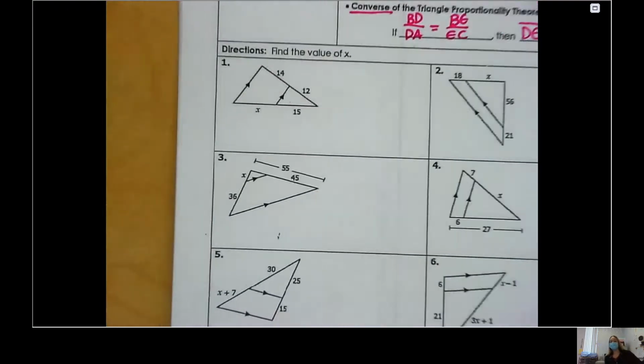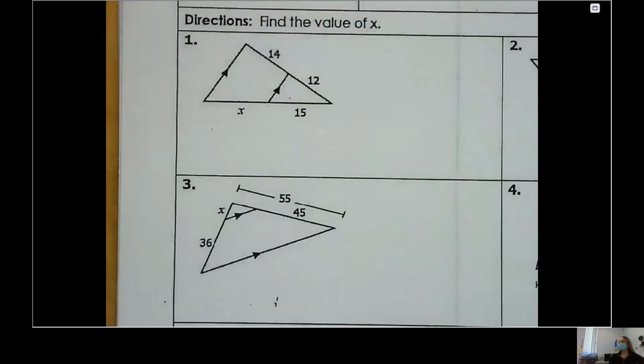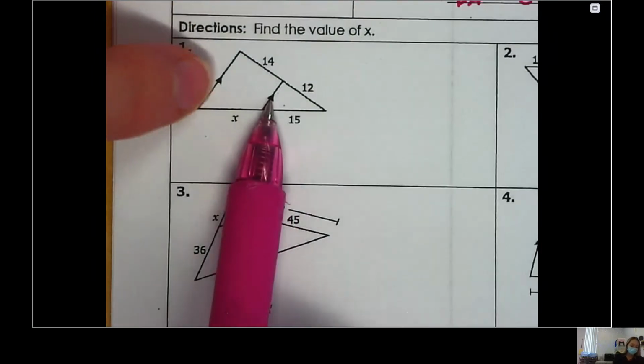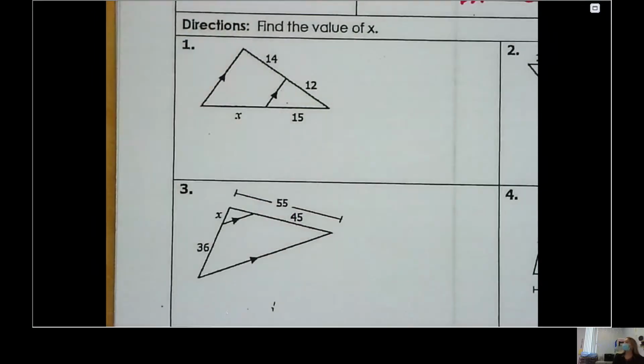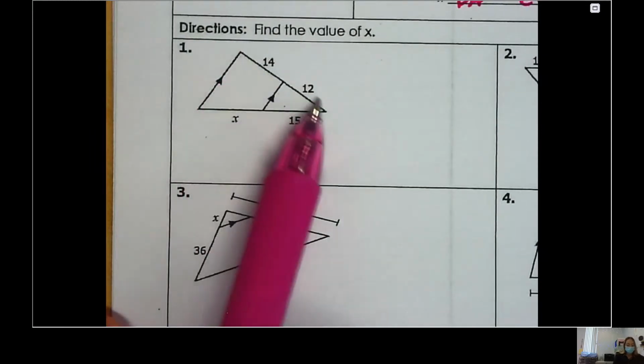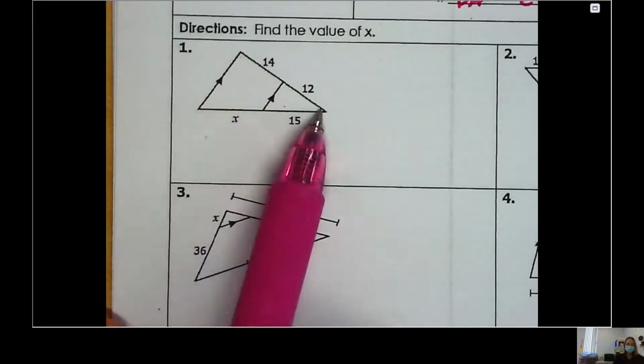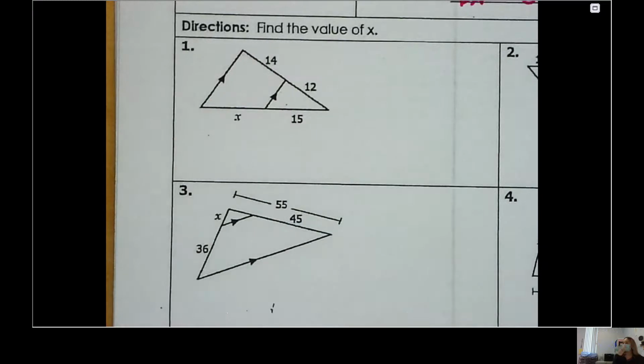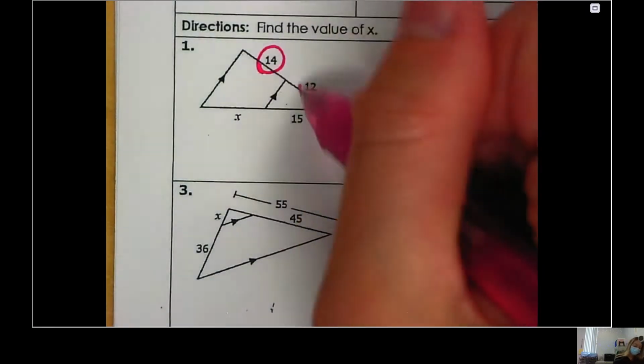All right, take a look at number one. You've got your two parallel pieces with the arrows on them. I want to make fractions for both sides of the triangle. Here's one side of the triangle on the top, and here's one side at the bottom. I need to make a fraction between the two. What would one of the fractions look like for one side of my triangle? What divided by what? 14 divided by 12. Very good.